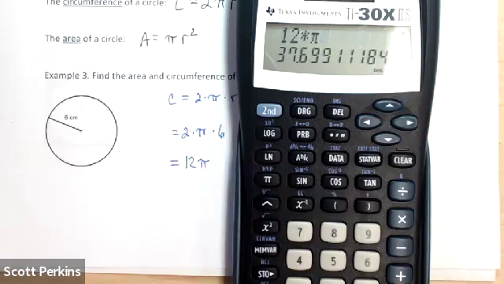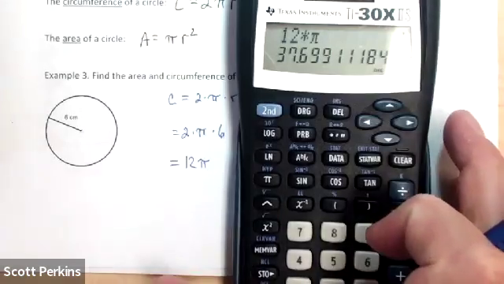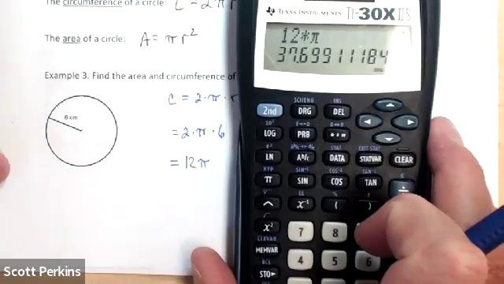This is going to give me the approximation, and I'm just going to round this to the tenths spot. So that's 37.699111 and some other numbers. I'm going to round it to the tenths, and it's going to be 37.7.